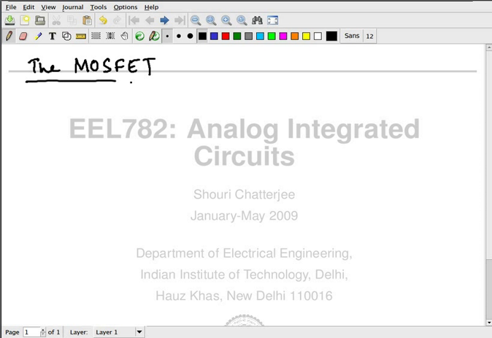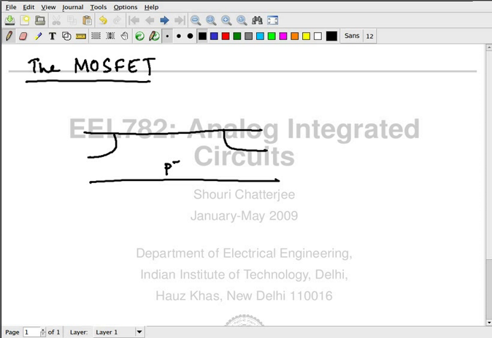Now, you know the basic structure of a MOSFET. Let's say I'm talking about an N-type MOSFET, then there is going to be a P substrate. I'm writing P negative, which basically means lightly doped. Now, on top of this P doped substrate, we are first going to create an oxide. So we create the oxide.